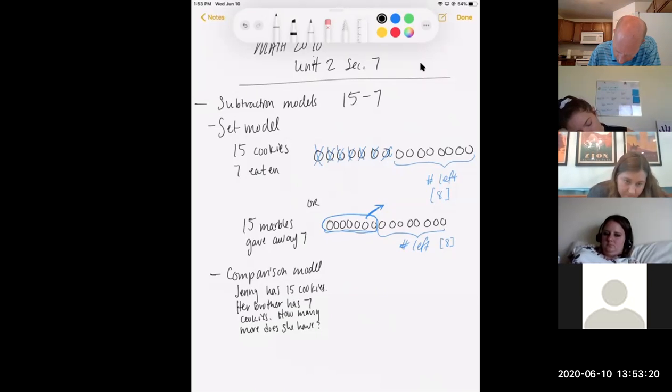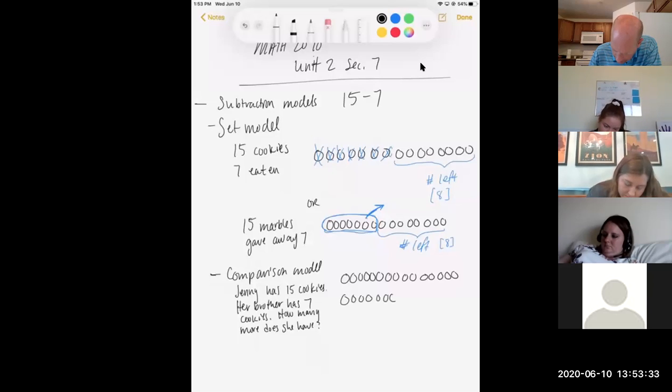So we can draw 15 cookies. 1, 2, 3, 4, 5, 6, 7, 8, 9, 10, 11, 12, 13, 14, 15. And her brother has 7 cookies. 1, 2, 3, 4, 5, 6, 7. So when we're going to compare these, we need to draw a one-to-one correspondence between each set of cookies here. So those ones will correspond here, and we're matching these up to see how many are more. And so when we do that, we find the difference.